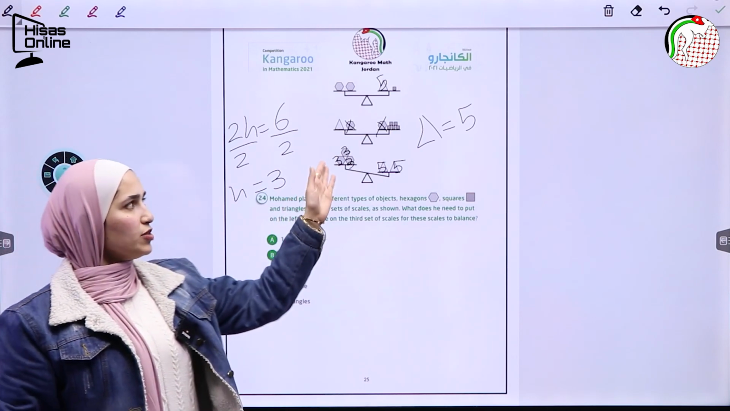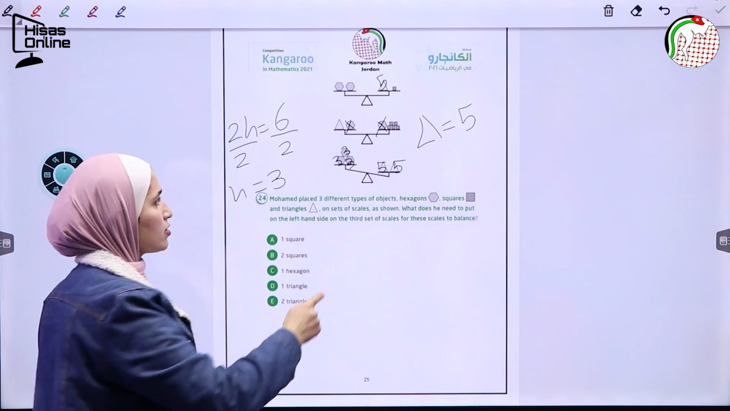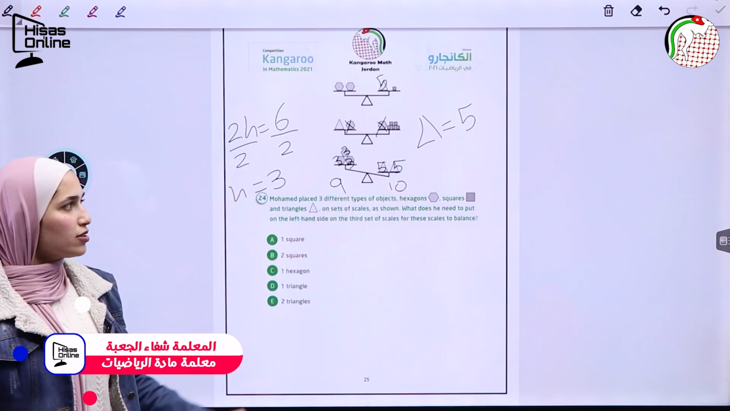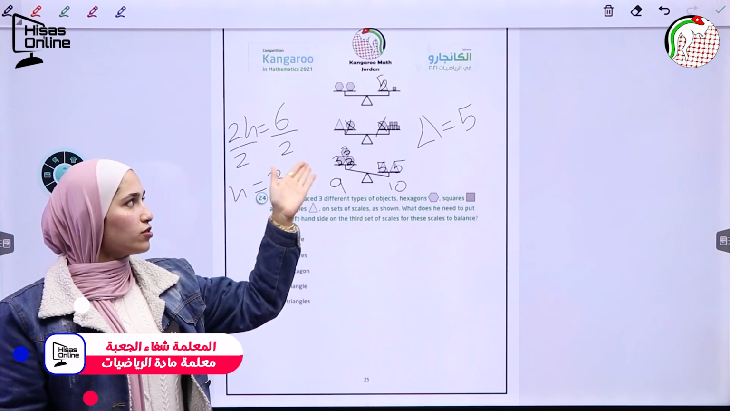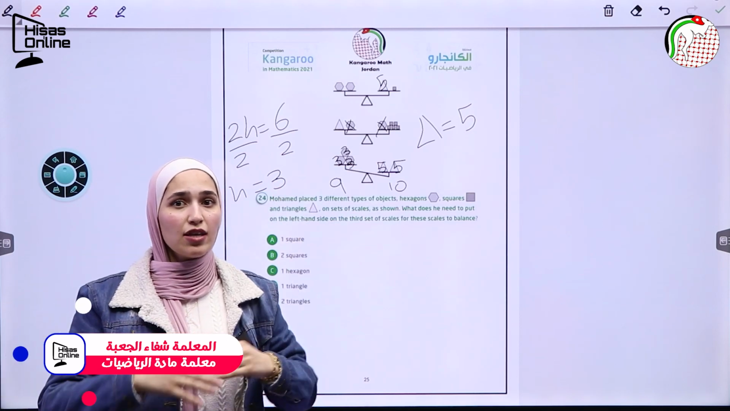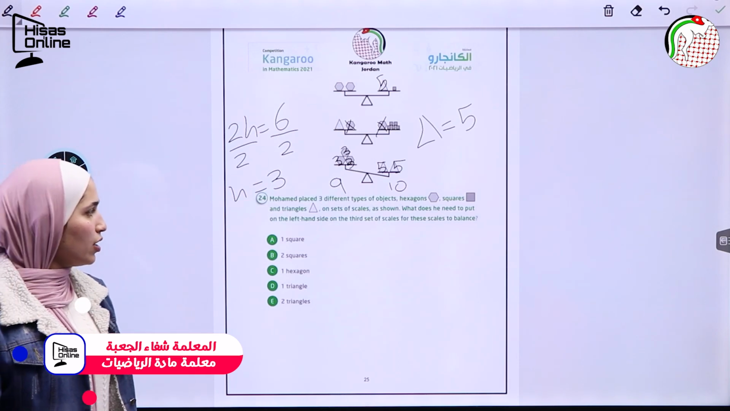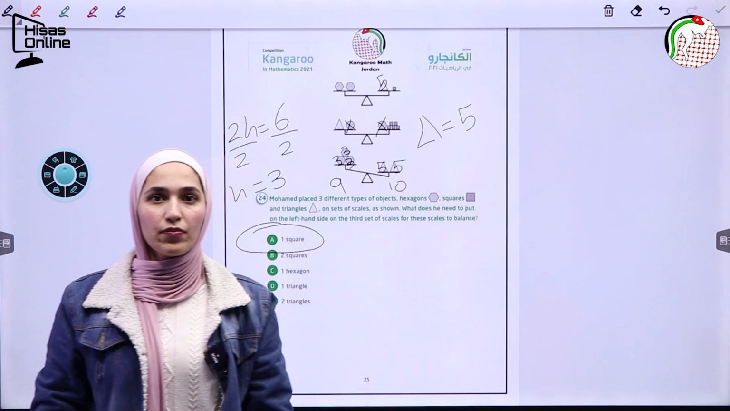So let's find how many squares on the left hand and how many squares on the right hand. 10 squares on the right hand and 9 squares on the left hand. So how many more should you add on to the left hand to make them balance? How many more squares? Yeah, just 1 square. So the answer is A. Good luck.